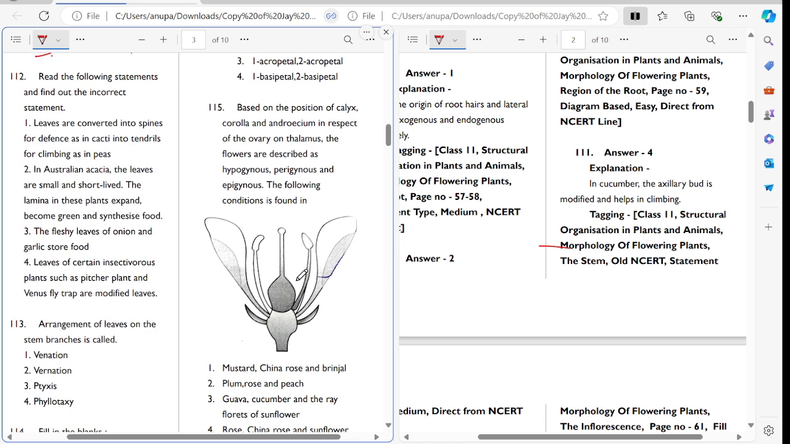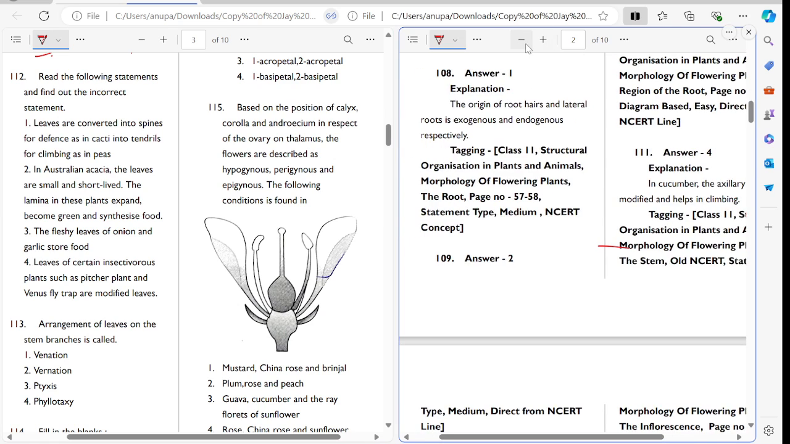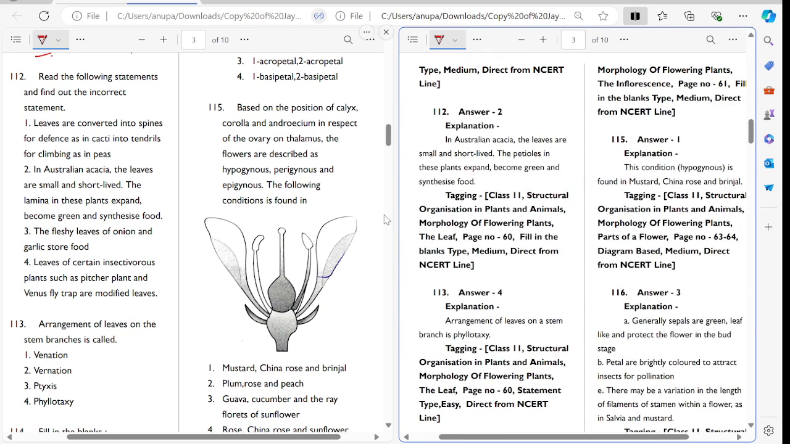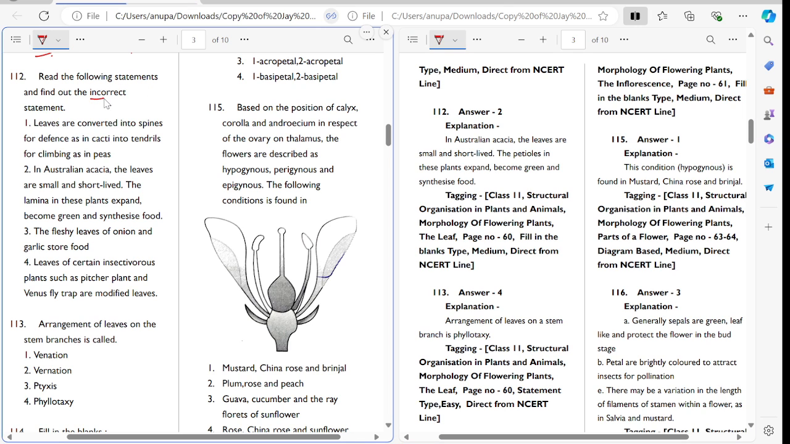Now let's move to the next question, that is question number 112. Question number 112 states: read the following statements and find out the incorrect statement. Here also some statements are given and we have to find the incorrect statement. So let's read the statements. The first statement is leaves are converted into spines for defenses as in cacti, into tendrils for climbing as in peas. So this is a correct statement because leaves are converted into spines in cacti and in peas the leaves are modified into tendrils for climbing.